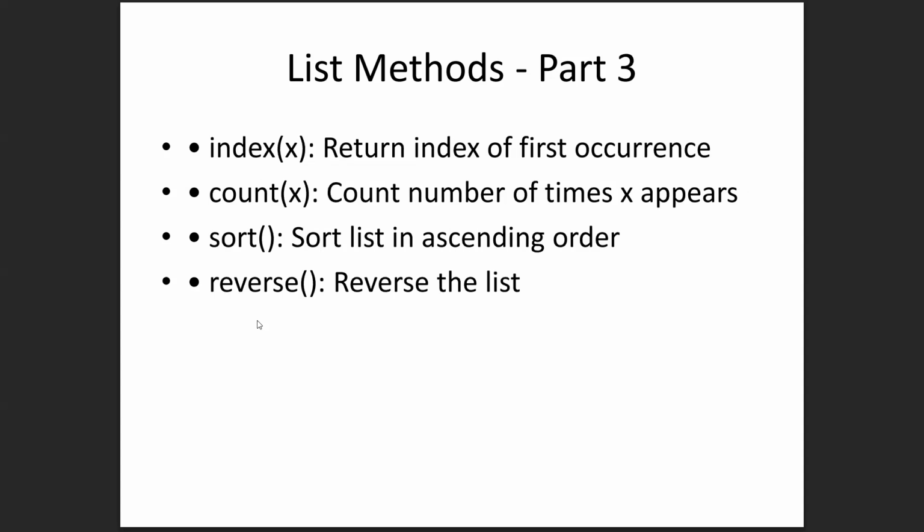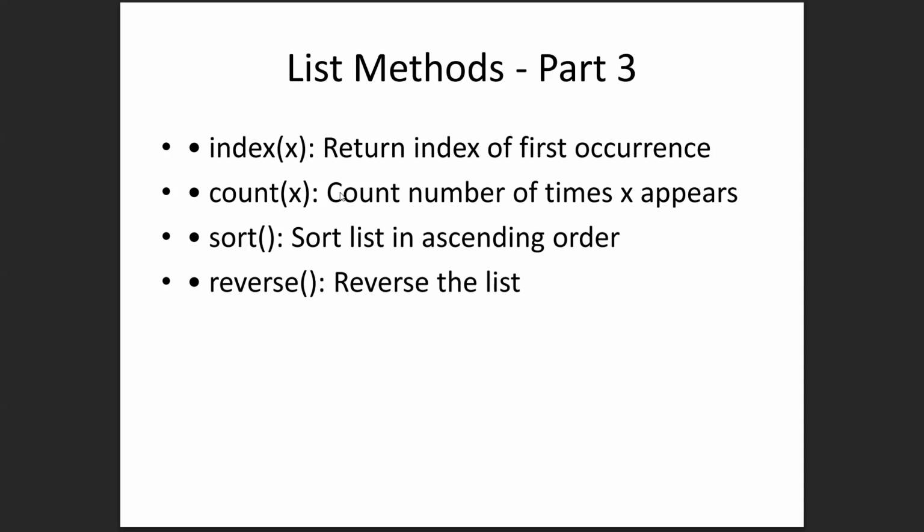Next one, index of x. What does index of x do? It returns the index of the first occurrence. Whichever occurrence occurs first, it will return that index. Suppose there is a list with certain elements like 1, 2, 2, 3, 3. Suppose I mention index of 1 or index of 2. There are two 2s: in the first position 2 is there, and in the second position, second index, 2 is there. It will return the first occurrence.